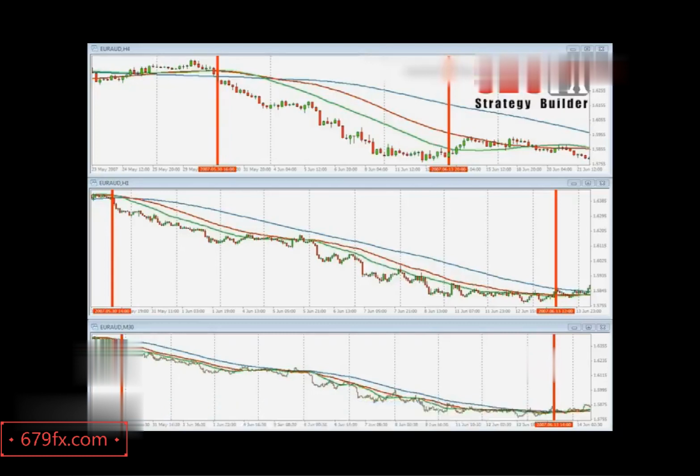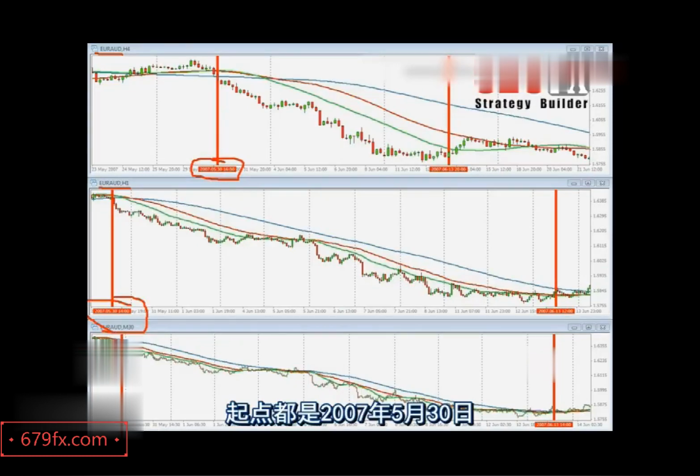As you can see on my screen, I have 3 charts. They are basically the same chart. They are all the euro against the Australian dollar, and they all begin at the 30th of May 2007, and go all the way to the 13th of June 2007.